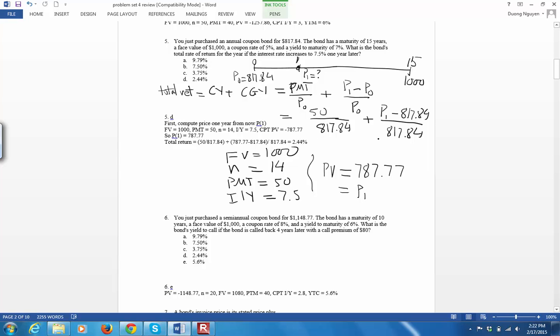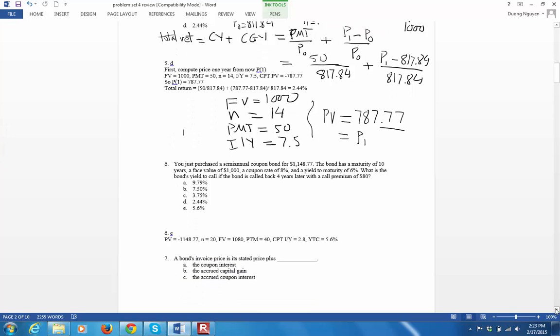The key to solve this problem is you need to know the total return is equal to current yield plus capital gain yield, and current yield is equal to coupon payment divided by the price, and capital gain yield is equal to the change in the price divided by the current price. You know the current price, you don't know the price in year 1, so you can use the financial calculator to get the price in year 1, and it is equal to 787.77.